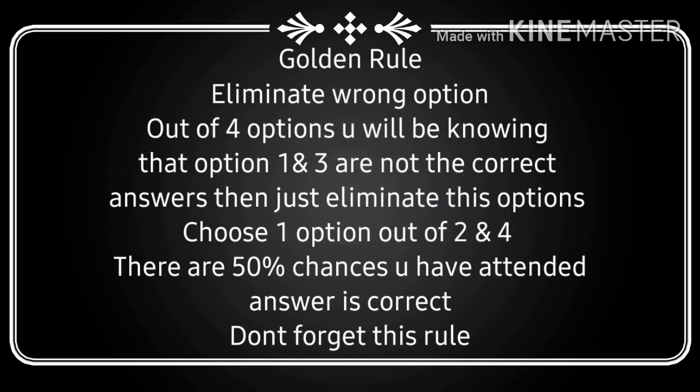Golden rule: eliminate wrong options. As you all know, in EAMCET there will be 4 options for each question. Suppose in a question you know that option 1 and option 3 are not correct, so you should just eliminate those options and choose one option out of 2 and 4. By using this trick you can easily make 50% chances that the answer given by you is correct. So this rule will help you a lot for guessing answers in EAMCET 2020. So don't forget to use this rule in your examination.